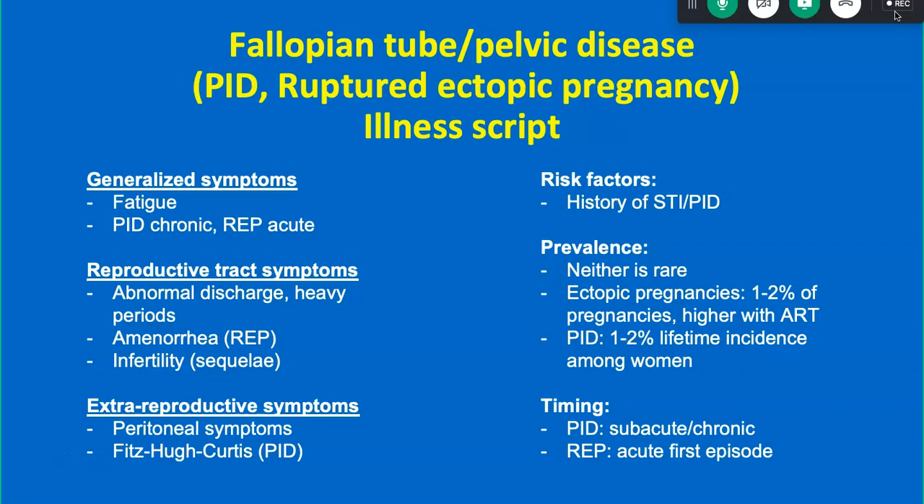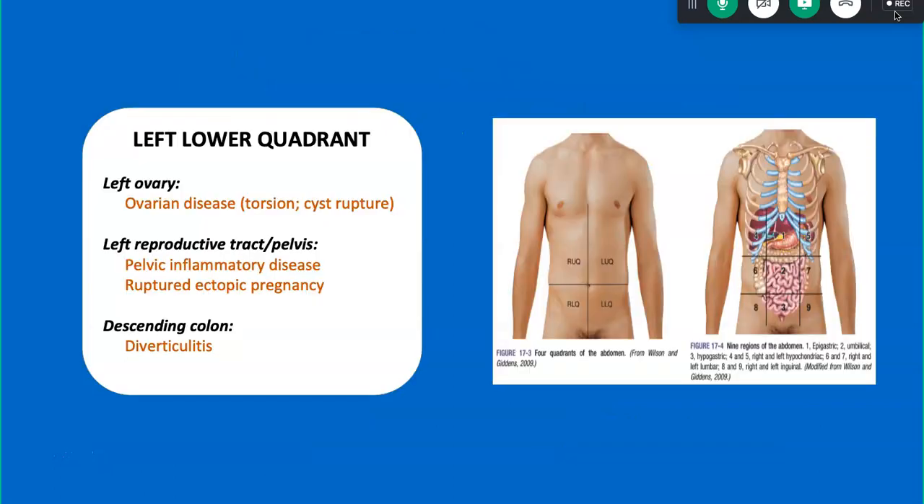Neither of these conditions are rare. Ectopic pregnancies occur in 1 to 2% of all pregnancies, and they're more often seen in patients with ART, such as IVF and other medications that'll stimulate ovulation. Pelvic inflammatory disease has a reported lifetime incidence of 1 to 2%. The timing is going to depend on exactly which of these we're talking about. PID is going to be subacute or chronic, and a ruptured ectopic pregnancy will be an acute, usually first episode diagnosis.